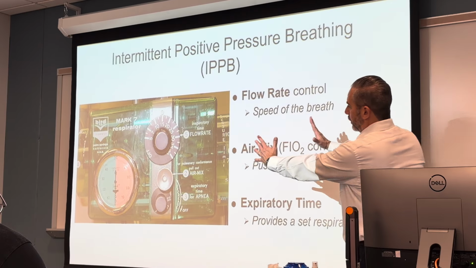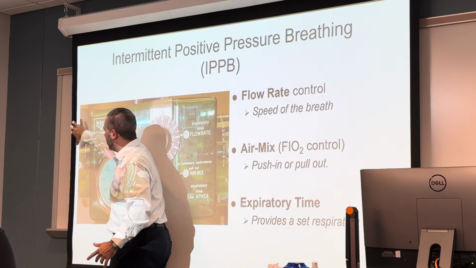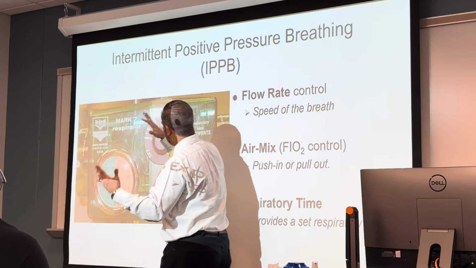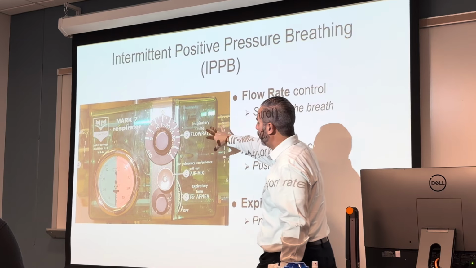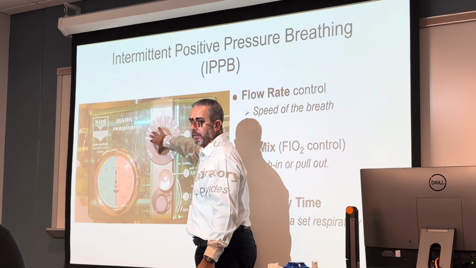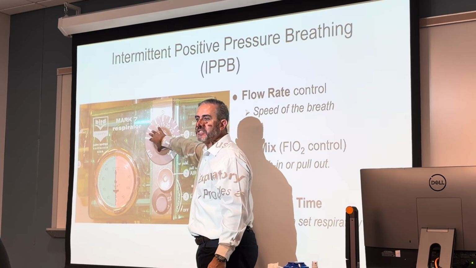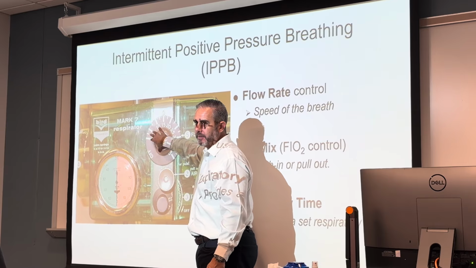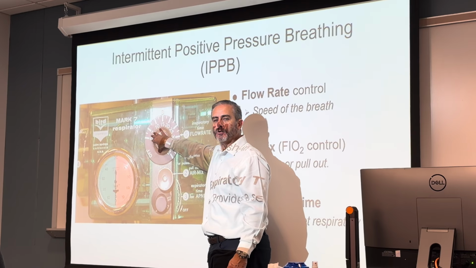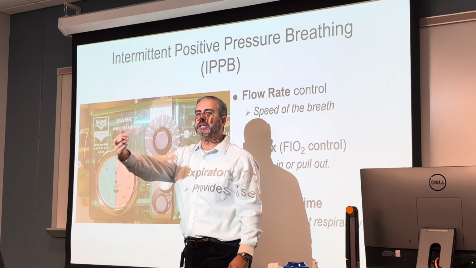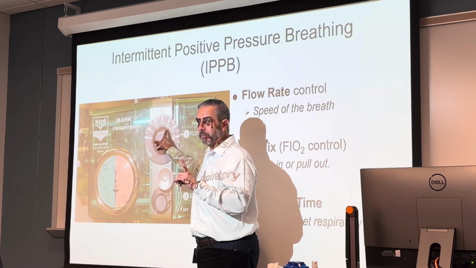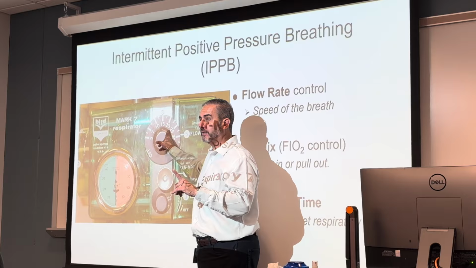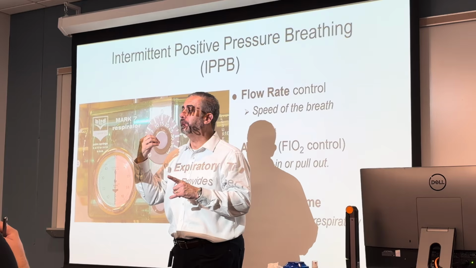Looking at the center of this unit. So that sensitivity and hand timer was over here on the left. Looking at the center of the unit, the very top thing is the flow rate control. Here, this controls the speed of the breath. How fast or how slow do you want them to get the breath? Okay. This does not control the volume. It simply controls the what? Speed. The speed or the flow of the breath.